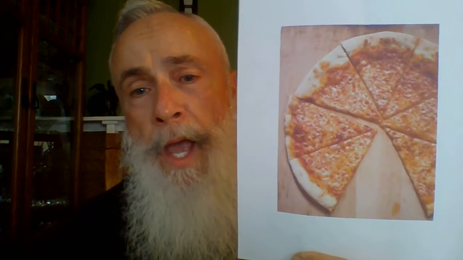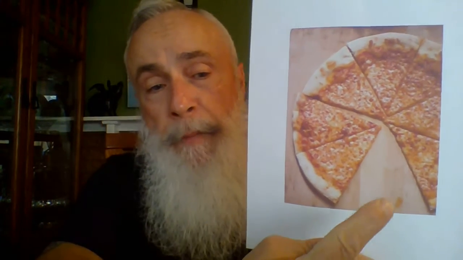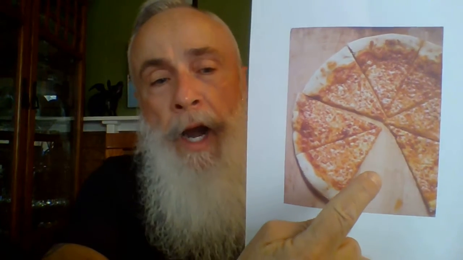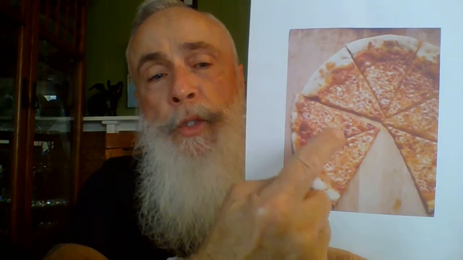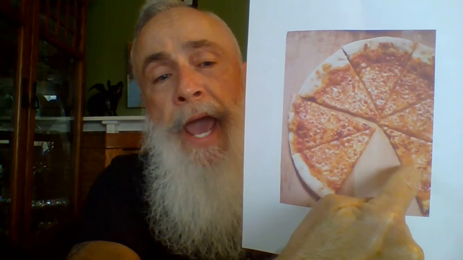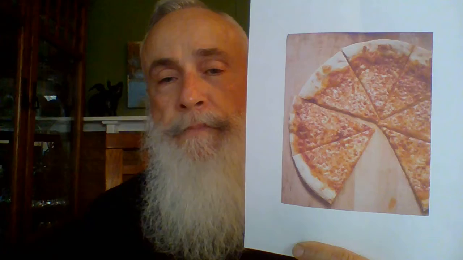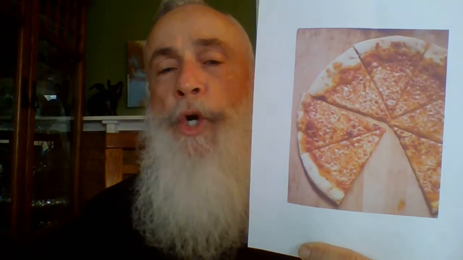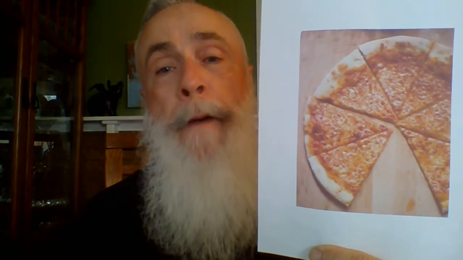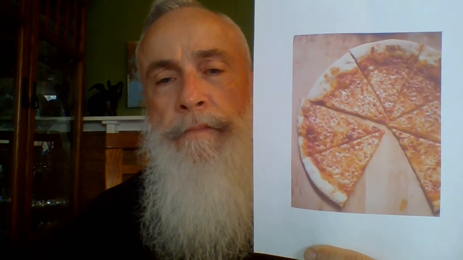All right. How many pieces are there? Let's count them. We're going to pretend that piece is still there. 1, 2, 3, 4, 5, 6, 7, 8. There are 8 pieces in this pizza. If you wrote 8 as your denominator, which is the bottom number, then you are correct.